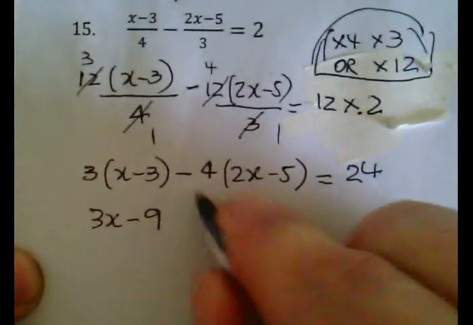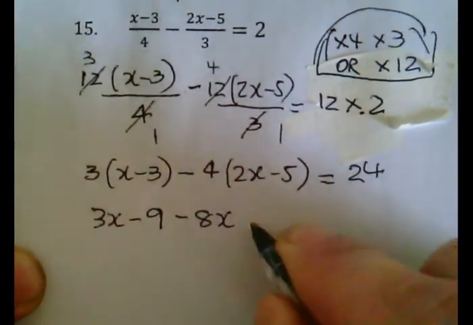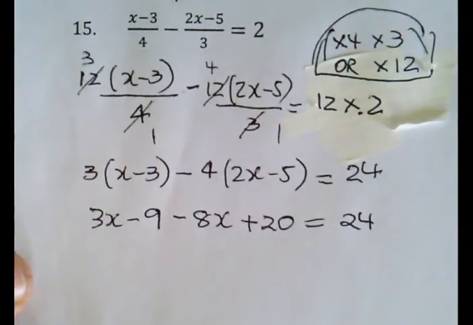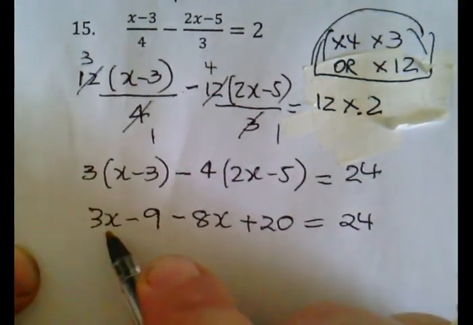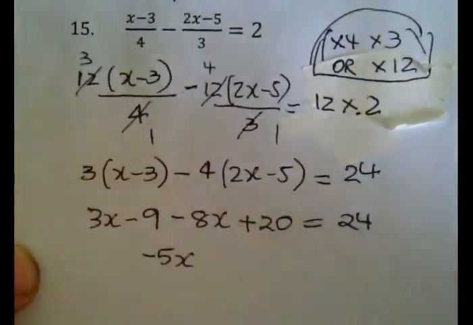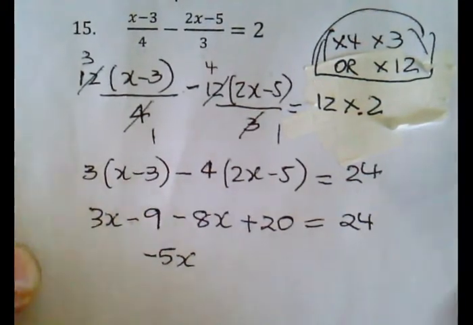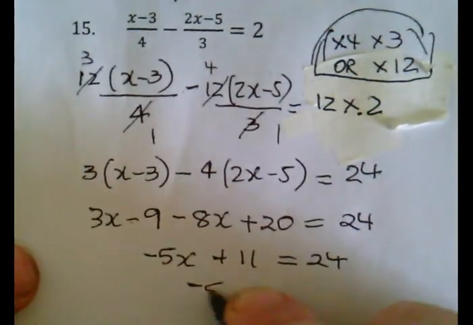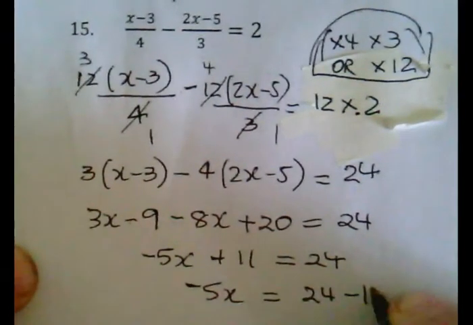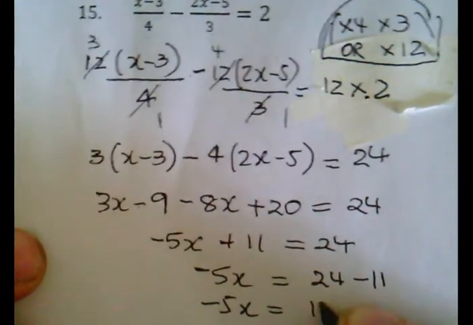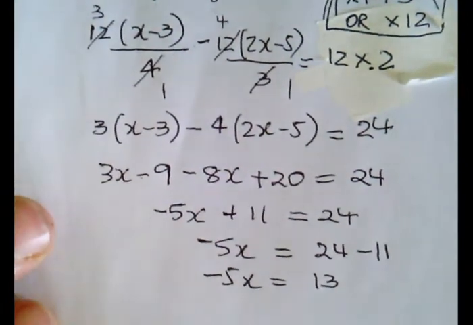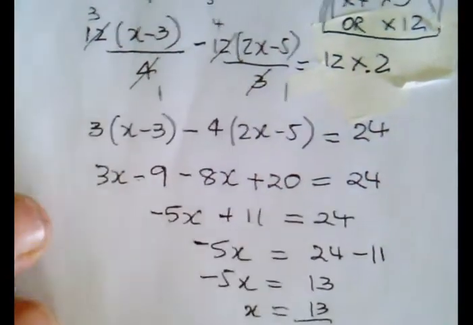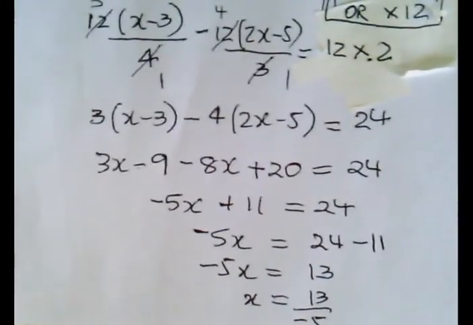3x take away 9 minus 8x, minus 4 times minus 5 is plus 20, equals 24. Collecting like terms on the left, 3x take away 8x is minus 5x. And then minus 9 plus 20 is plus 11 equals 24. Then I've got minus 5x equals 24 minus 11. So minus 5x equals 13. And now I divide by negative 5. So x equals 13 divided by negative 5.